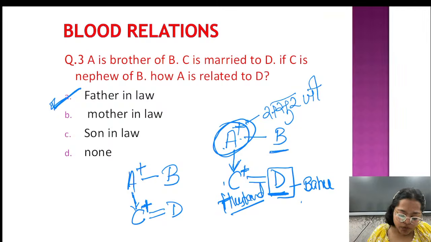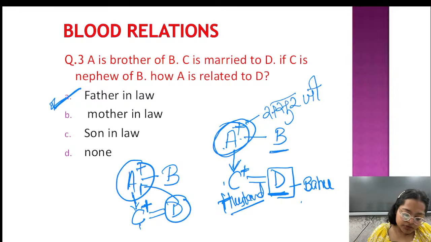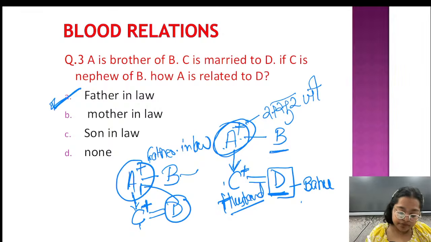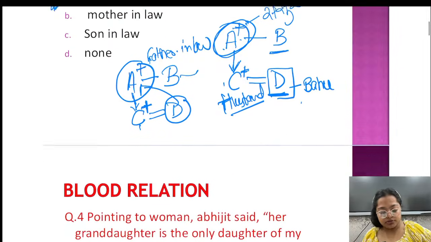If nephew is mentioned, so a male person, that's why we put C plus. Now what is the relation of A from D? So this would become the father-in-law of D. Okay, clear hai? Now next question.